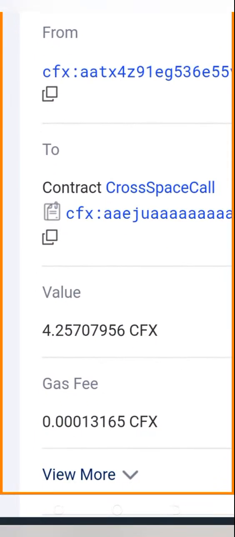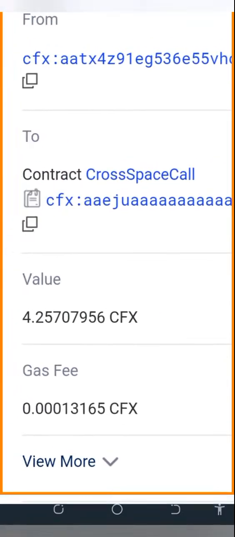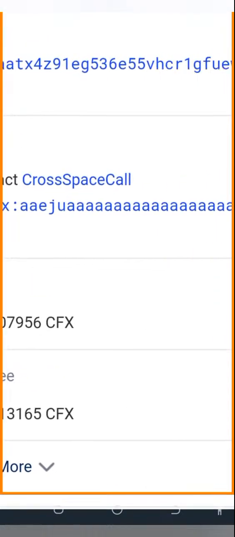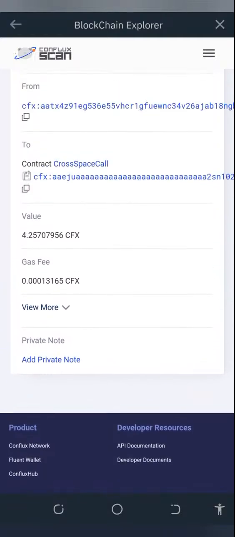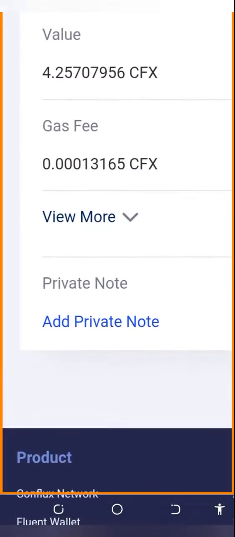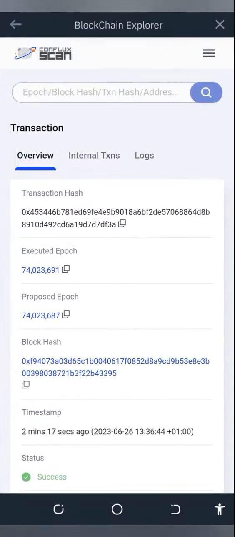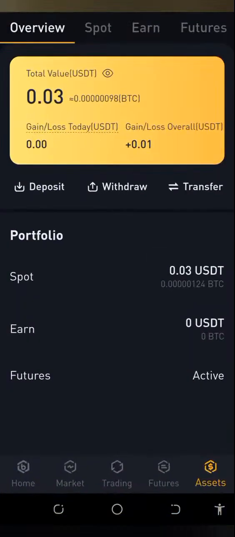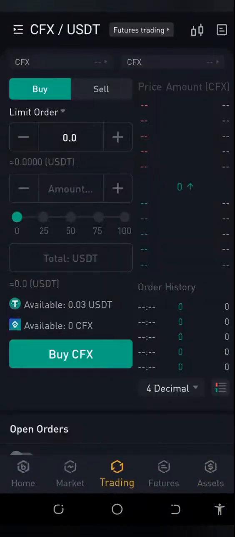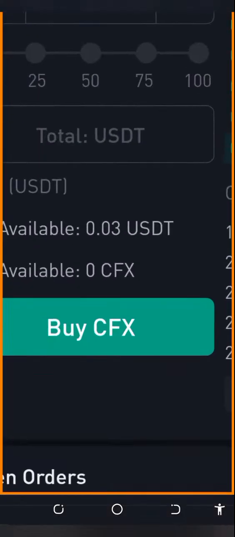You can see everything is here. All right. So we can see that it's 4.257 CFX. Because don't forget it has to take its own trading fee. Everything is here. Okay, so it's telling me that it's success. So we just have to wait a bit to see when it will land in Bitrue. Right now, it's still here. We haven't got it. It's not yet here. Still 3 cents.